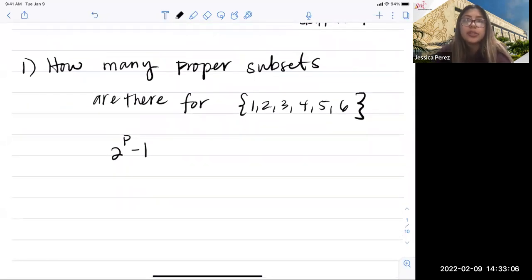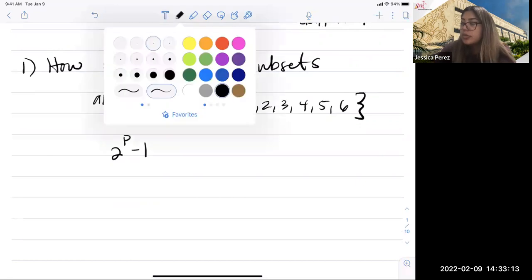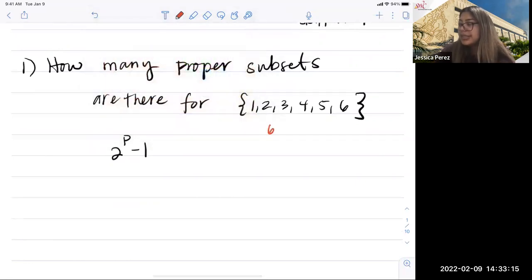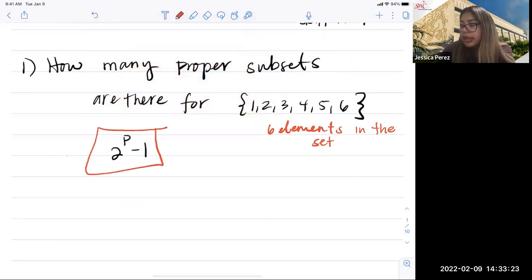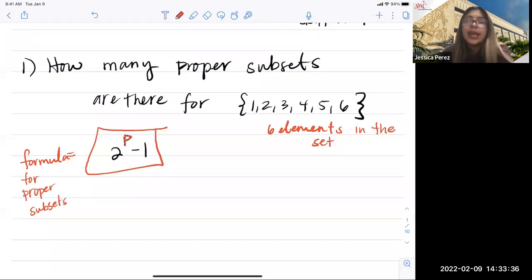How many proper subsets are there for the given set? 1, 2, 3, 4, 5, 6. So we notice that we have 6 elements in the set. And this is a formula that you need to know for proper subsets. So this P represents the elements in the set.